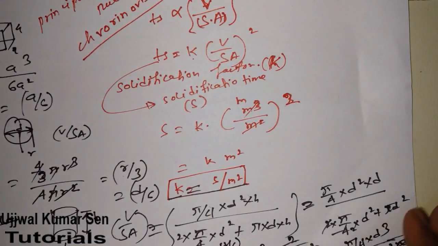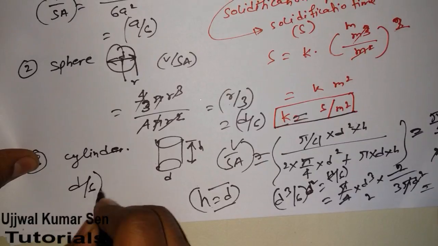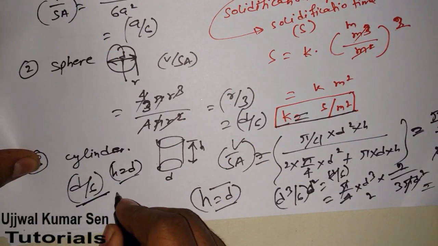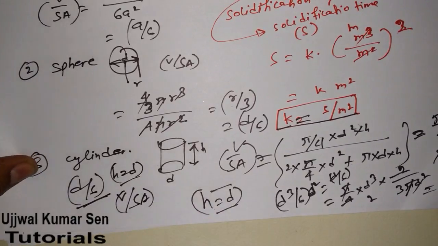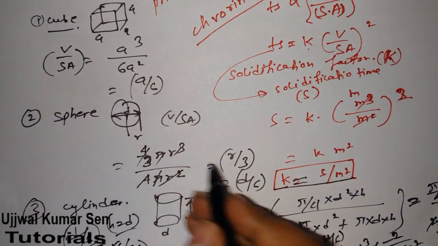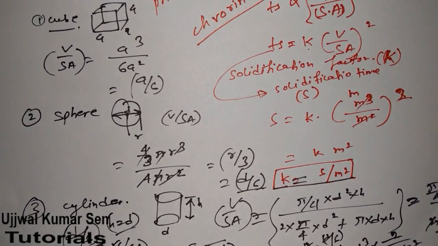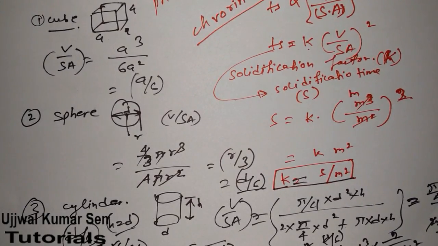So now, let me write first in the figure. D by 6 we are getting for a cylinder if h is equal to d, and its volume by surface area ratio is d by 6. Now look at the volume by surface area ratio for a sphere. That means the volume by surface area ratio for a sphere and a cylinder, for both it's the same. So don't be confused by it, because it's really simple.